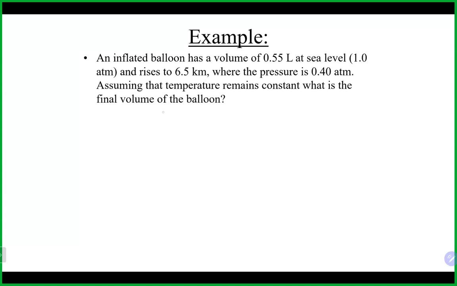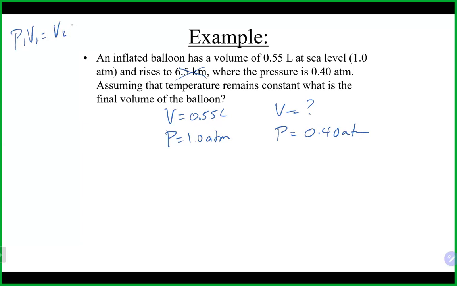So clearly here we have a volume that is 0.55 liters. We have 1 atmosphere, which is a pressure. We have 6.5 kilometers, which is actually useless information in this problem. We have another pressure here that is 0.4 atmospheres, and we are looking for a volume in this case as the temperature is held constant. So again, by just looking at this, you should hopefully be pointed in the Boyle's law direction here, as obviously we have two P's and two V's.